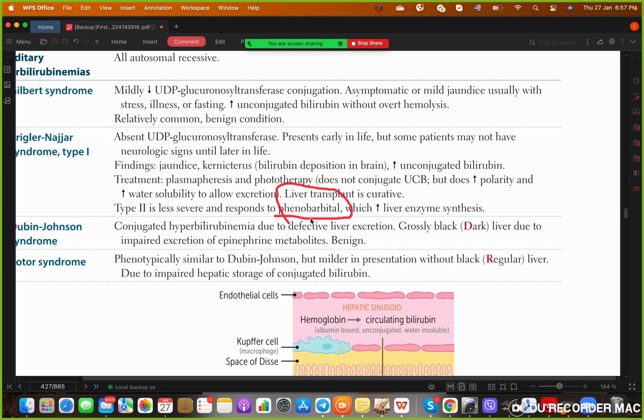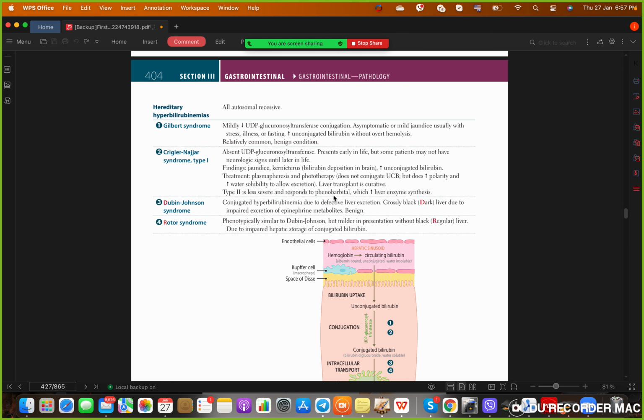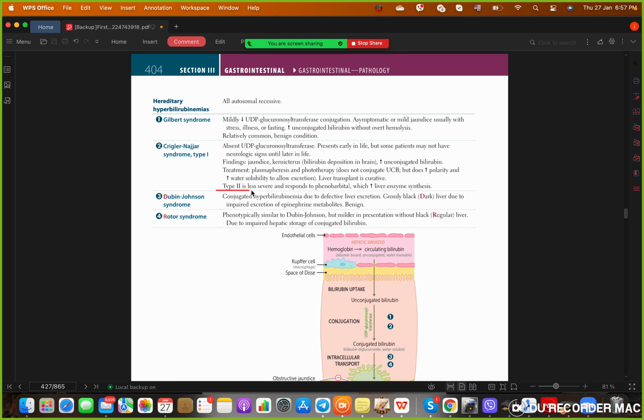We don't know why, but phenobarbital can induce the UDP glucuronosyltransferase to work more. Okay? Which increases the liver enzyme level. Absolutely. Yes. So the phenobarbital will increase the level of the UDP glucuronosyltransferase, and it only works for type 2, not type 1.